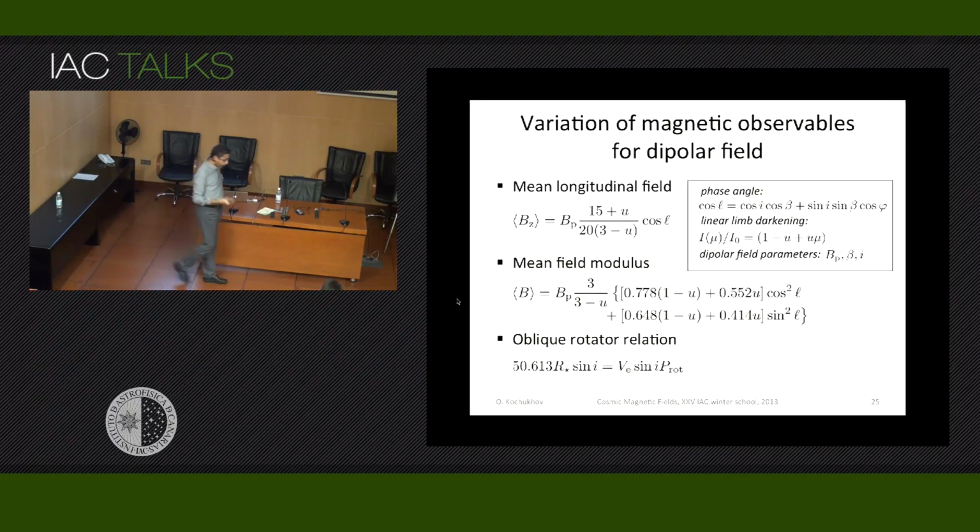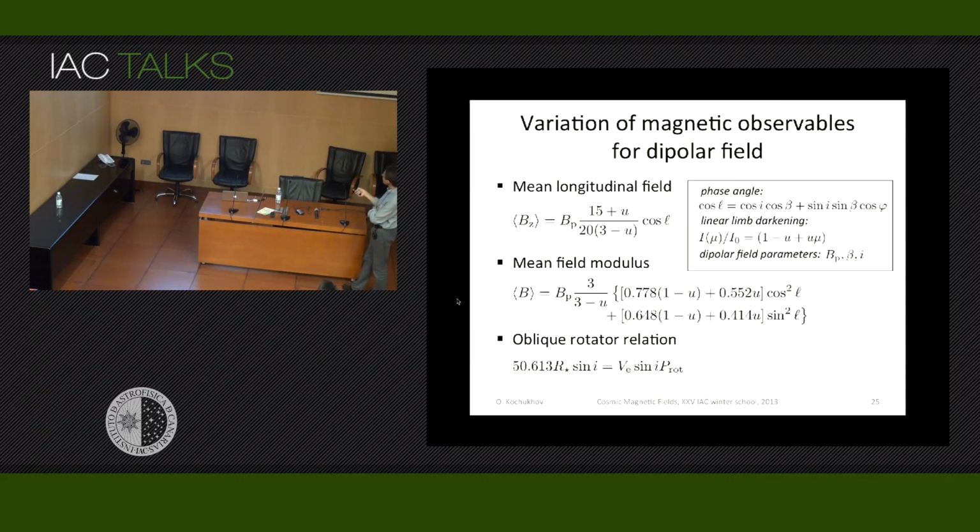A lot of work has been done for these stars, assuming that the field is dipole and modeling integral magnetic observables, these moments of magnetic field, using dipolar field approximation. In fact, it is possible to derive very simple formulas which connect parameters of dipolar field with the average quantities that we measure. So we can measure the average line of sight field, longitudinal field, and modulus of the field, and they can be related to parameters of the dipole in this way.